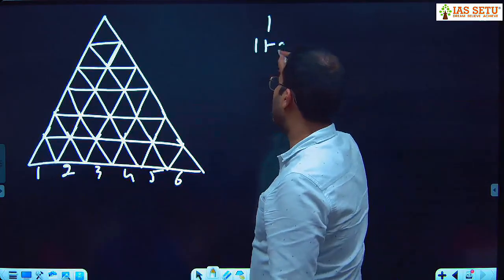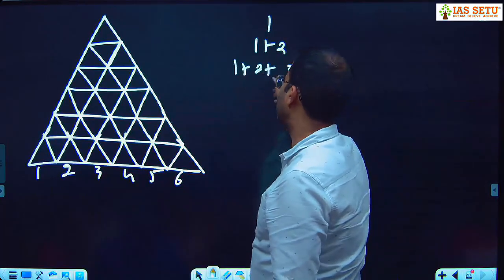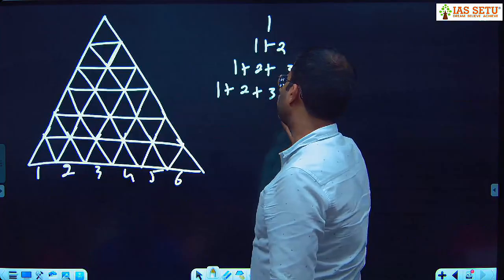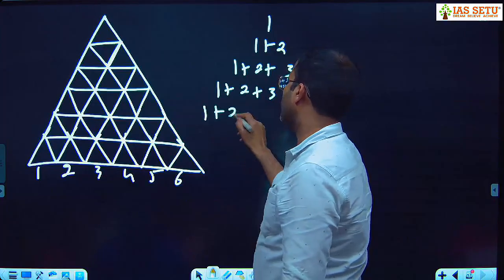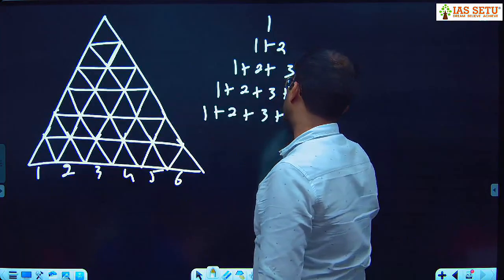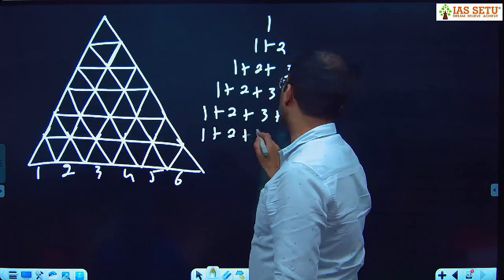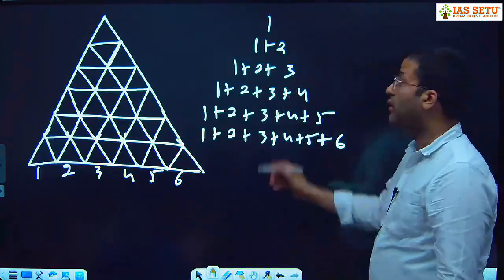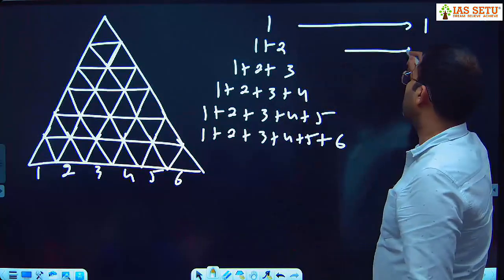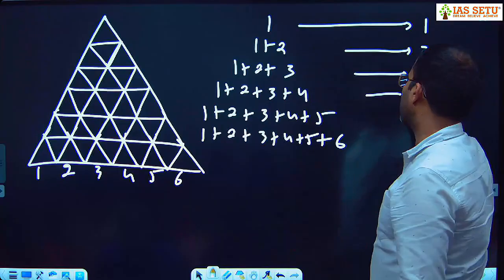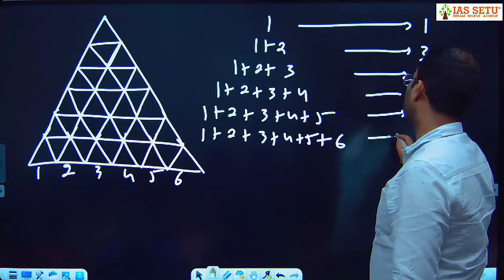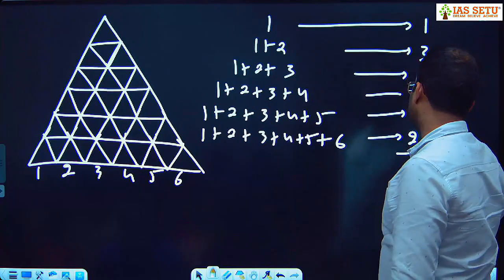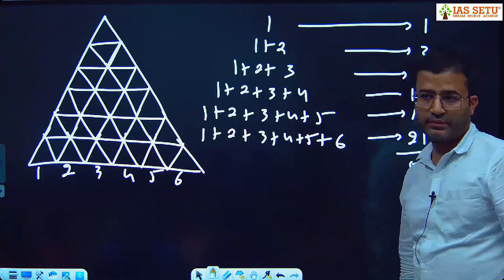1, 1 plus 2, 1 plus 2 plus 3, 1 plus 2 plus 3 plus 4, 1 plus 2 plus 3 plus 4 plus 5, 1 plus 2 plus 3 plus 4 plus 5 plus 6. So this is 1, 3, 6, 10, 15, 21. ये आ रहा है 56.